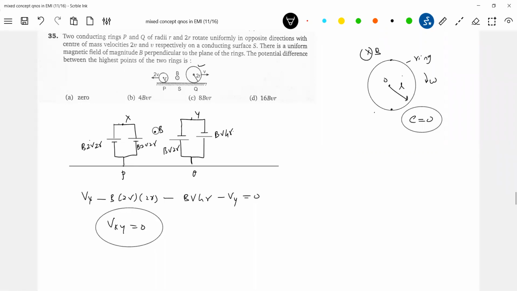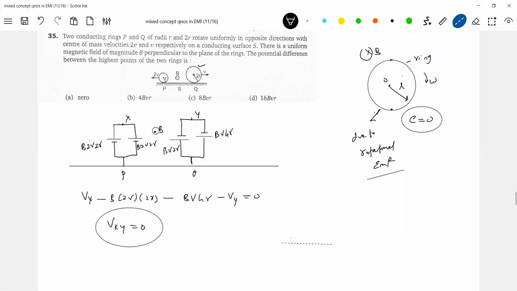No potential difference is set up. So due to rotational effect, no EMF. Questions of this kind are very important for exams. Due to rotational effect, no EMF. That one means if a ring is having uniform pure rolling.